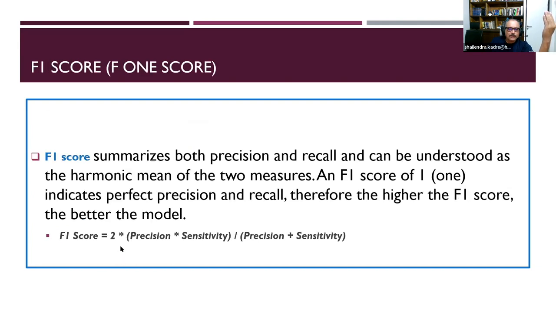F1 score. Once you have precision and sensitivity, these are actually conflicting. So we have devised one more figure, which is a combination of them. It is nothing but the harmonic mean of precision and sensitivity. If you remember harmonic mean from ninth class, it will be 2 into precision into sensitivity upon precision plus sensitivity. This is the F1 score.